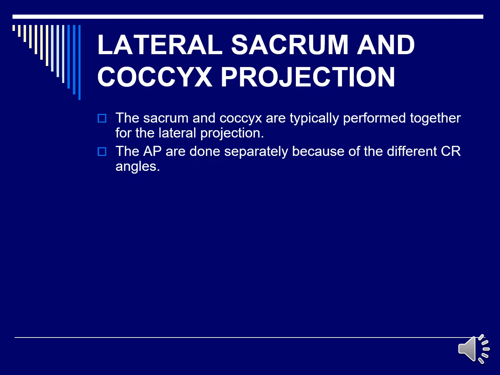So for the lateral, you're going to make sure that the patient is in a true left lateral position, and then you're going to center about 3 to 4 inches posterior from the ASIS. Ensure that you have from L5 down through the tip of the coccyx.